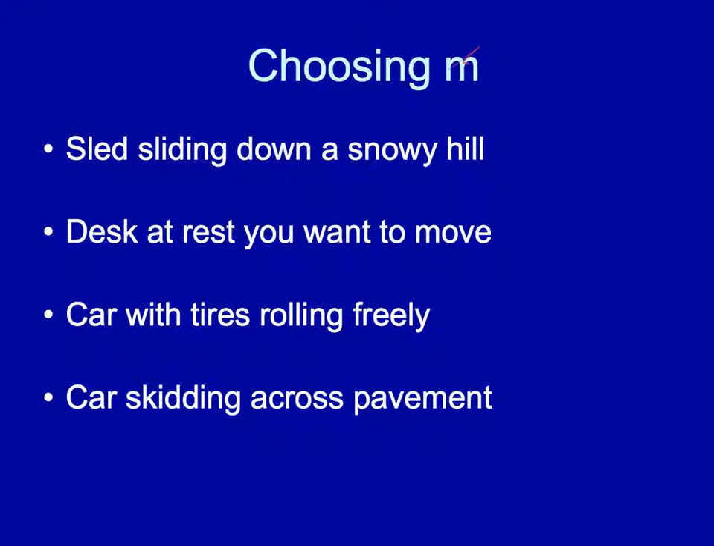Now, when you choose mu, you can look at a sled sliding down the hill, a desk at rest if you want to move it, car tires rolling freely, or a car skidding across pavement. You have to look at both the surfaces in contact. So you would have to look at what the sled was made out of and snow or ice. You would have to look at what the desk was made out of and what surface it was sitting on. You would have to look at the rubber of the tires and also the pavement surface. So you have to consider both of them when you're working on it.